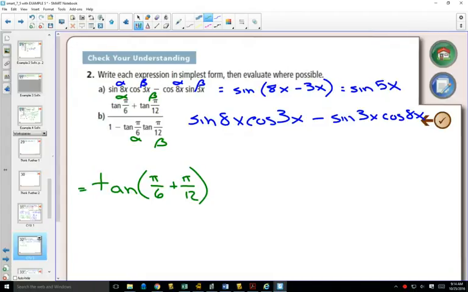Can this be simplified further? We could add these two together, right? Get a common denominator. 2 pi over 12 plus 1 pi over 12 would be 3 pi over 12, and that reduces to pi over 4. Can we simplify that further? Yes, that's on our unit circle. Tan of pi over 4 is 1.